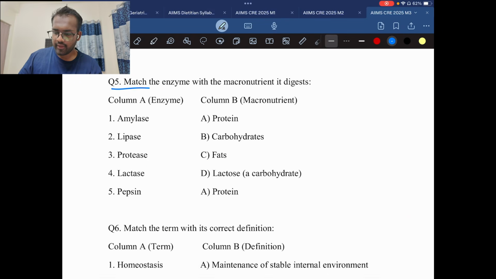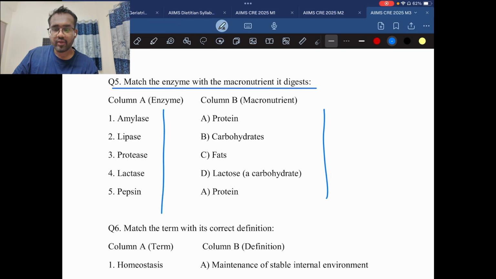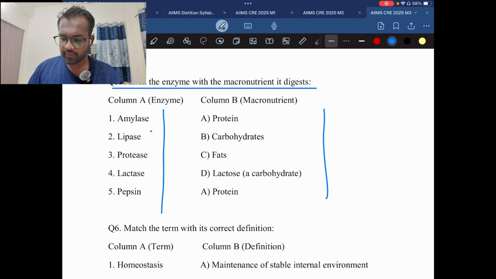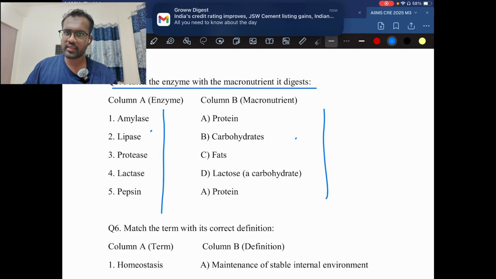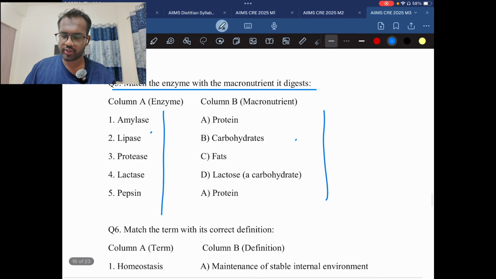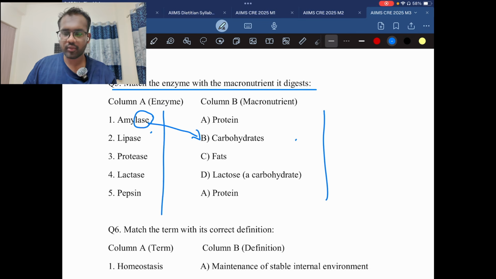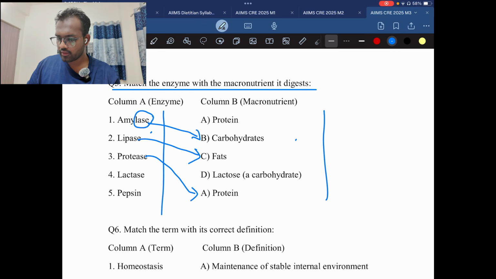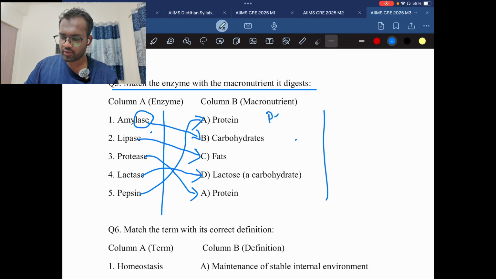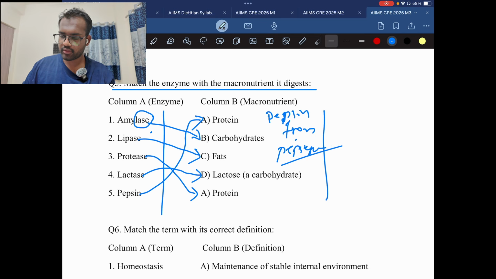Question number 5 of match the following. Match the enzymes with the macronutrient it digests. They have given the enzymes and the nutrients on which each enzyme acts, breaking the molecules down in digestion. Amylase, always remember, if the word ends with amylase, it is always related to carbohydrate digestion. Lipase is related to fat breakdown. Protease is related to the breakdown of protein. Lactase breaks down the lactose sugar molecule, and pepsin helps in the digestion of protein, by activating pepsin from pepsinogen. Keep it done. You remember this.